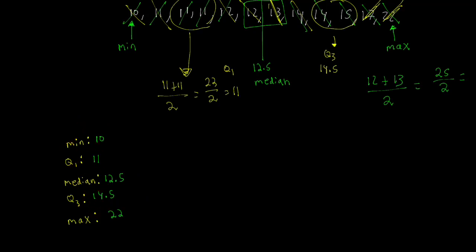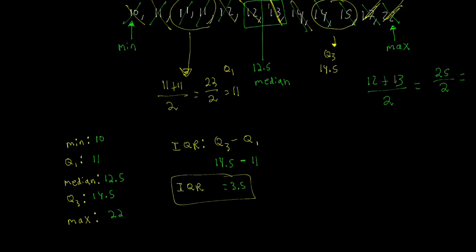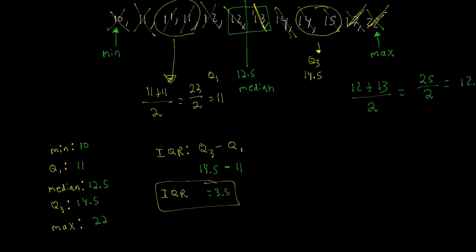The only thing to do now is to get the IQR. And if you recall, the IQR is the difference between Q3 and Q1. So Q3 is 14.5 and Q1 is going to be 11. We go ahead and subtract this. We're going to get a total of 3.5. So 3.5 is the IQR. And now we have everything needed to compute the lower bound and the upper bound and then spot any outliers here.